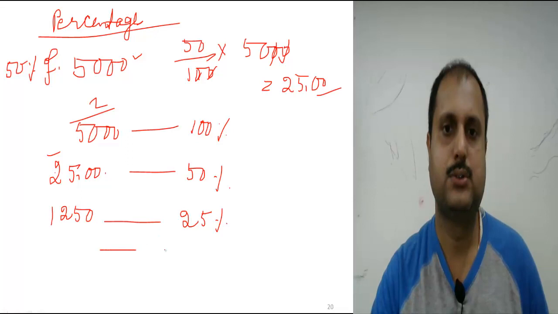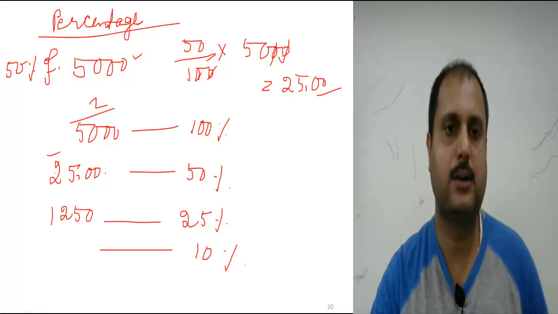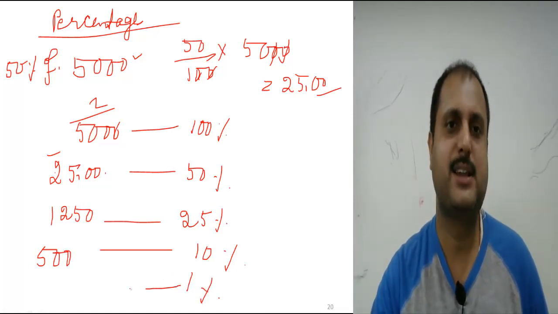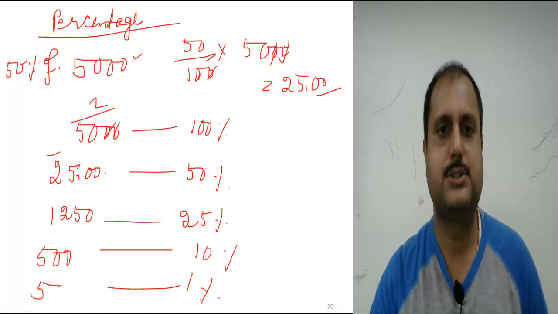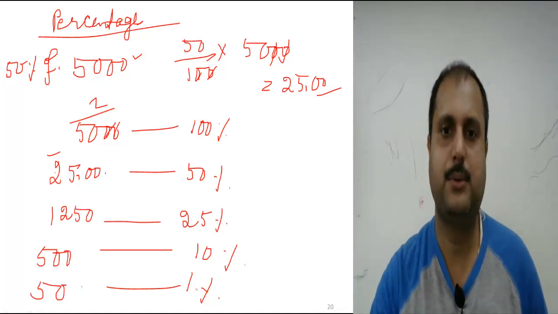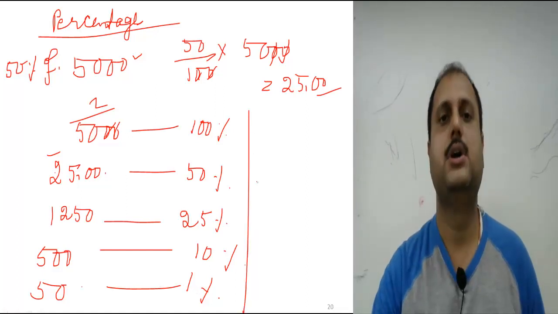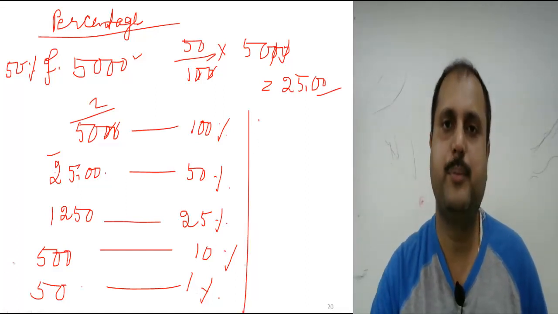Now if anybody asks you what is the 10% of the 5,000, you can simply cancel one zero, and it will be 500. Now if anybody asks you what is the 1%, you can simply cancel out the 2 zeros and it will be 50. The 50 would be the 1% of the 5,000.